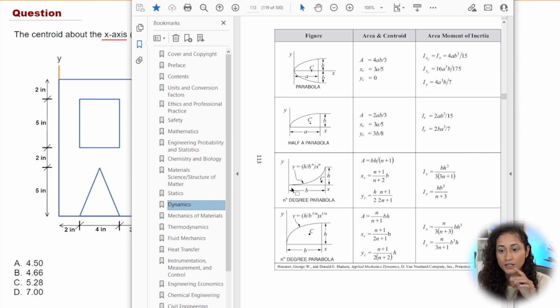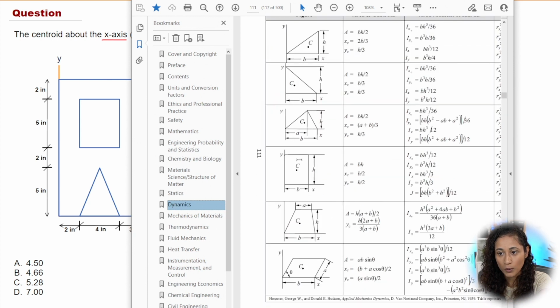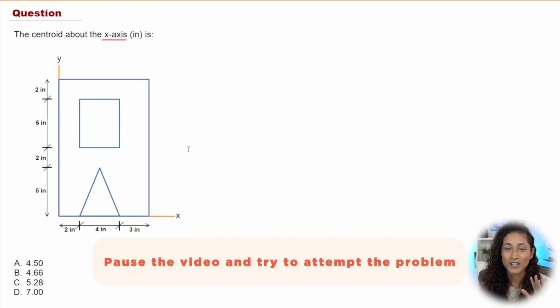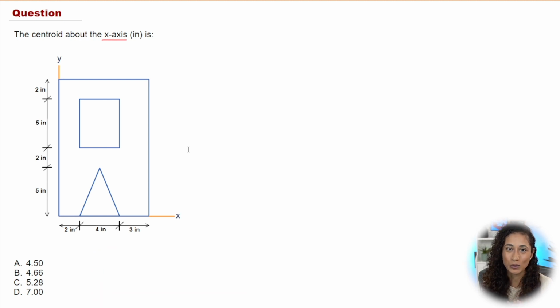Now if we go a little bit more up, we're going to find the equation for the triangle. This is the centroid of the triangle, so this is the equation that we're going to use. With this information, this is the time where you pause the video. You're going to give this problem a try and I will see you in a little bit.